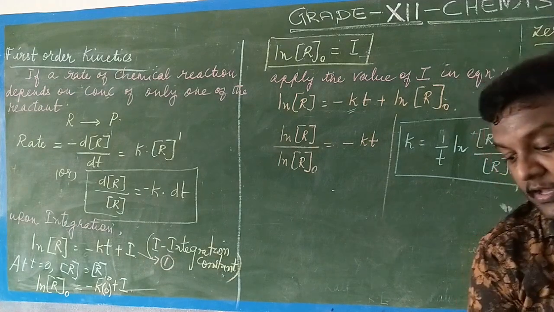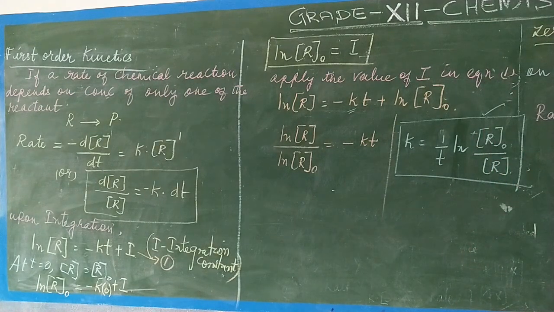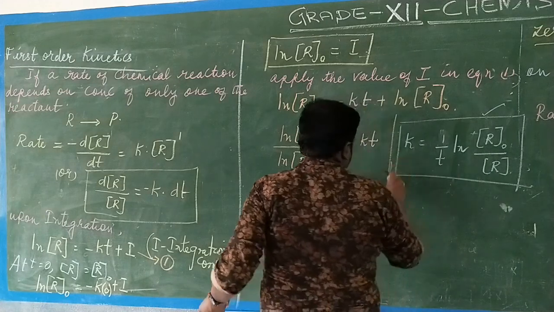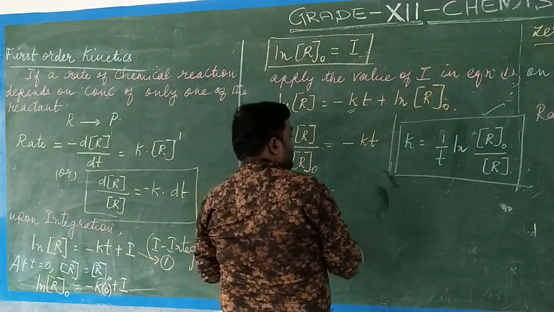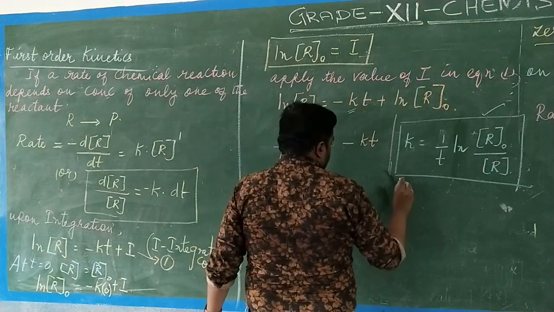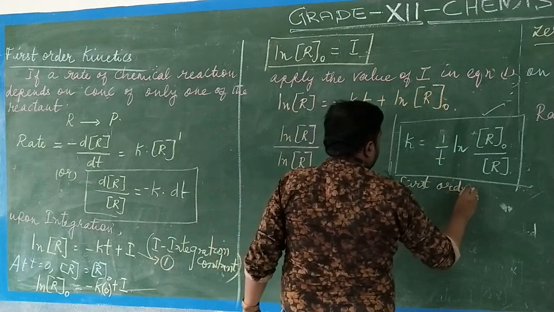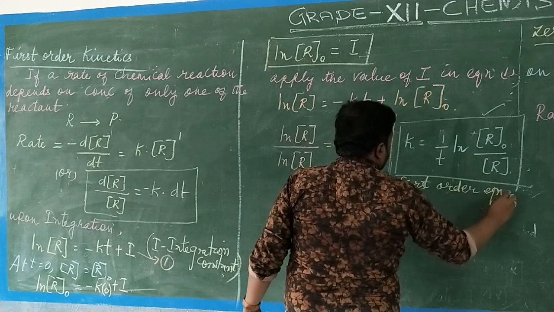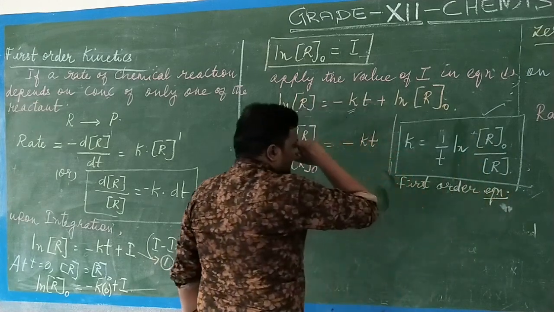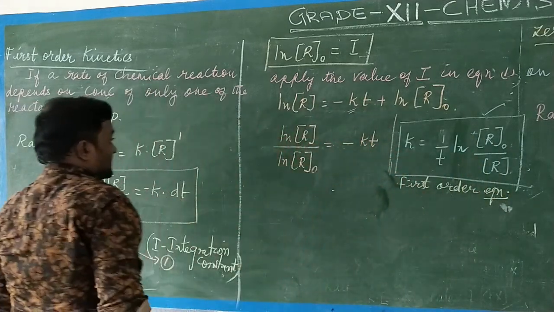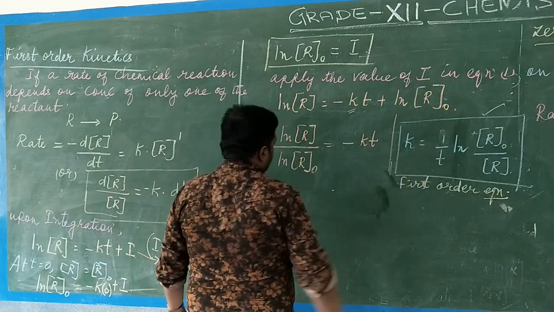logarithmic value of R naught divided by R. First order kinetics. Now keep this in mind. Actually, this is the original equation of first order kinetics, though we still have to derive more. For the first order equation, we will do many numericals, and the formula we use for those numericals is this. Whenever asked to find first order, we use this formula.